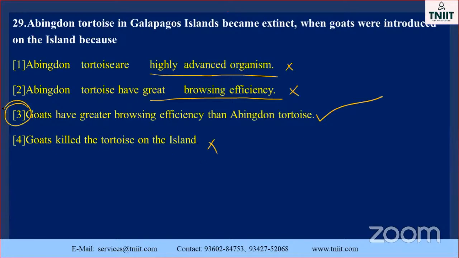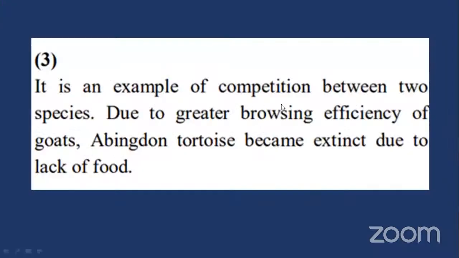Just read the question paper. Definitely you will get the answer within a short period. See, there is an example of competition between the two species due to the greater browsing efficiency of the goat. Abingdon tortoise became extinct due to the lack of food. What happened to the tortoise? It can migrate from one place to another place. That's why it is also extinct.